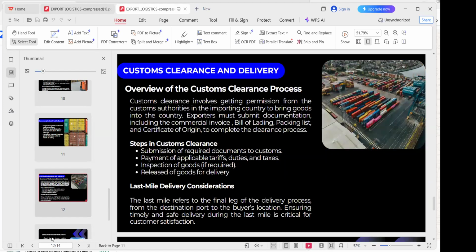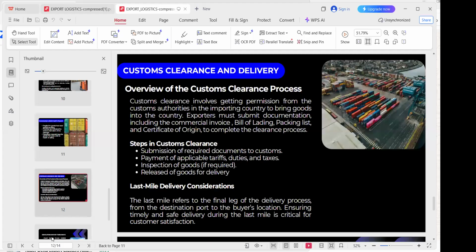And lastly, we have customs clearance and delivery. Customs clearance involves getting permission from the customs authority in the importing country to bring goods into the country. Exporters must submit documentation like the commercial invoice, bill of lading, packing list, and certificate of origin to complete the clearance process.